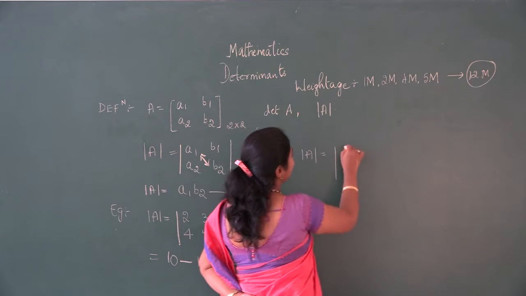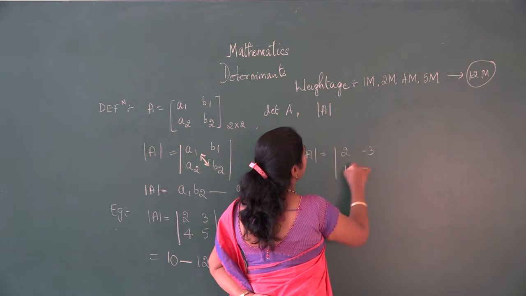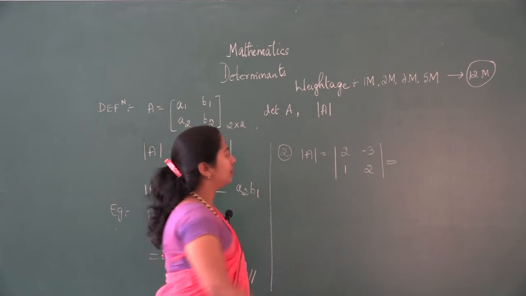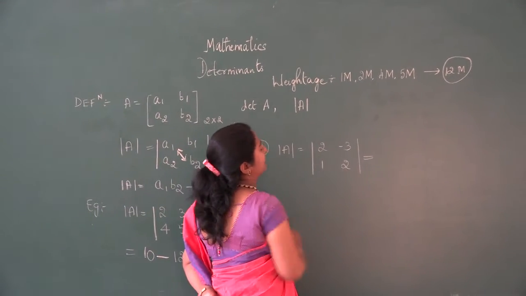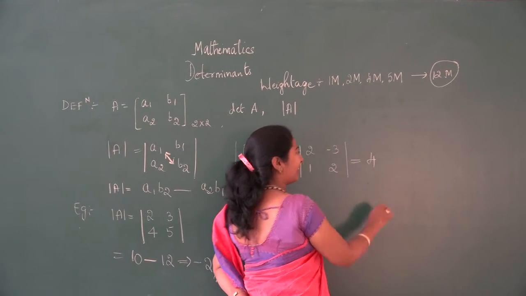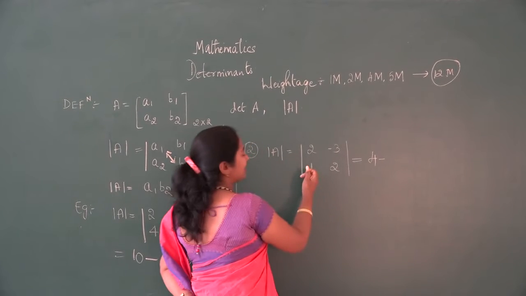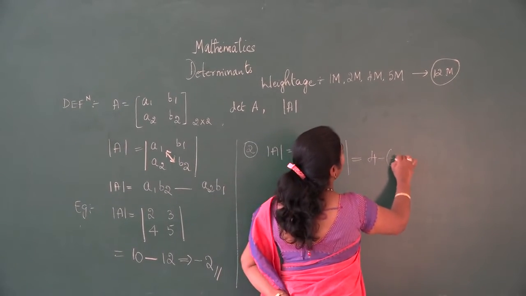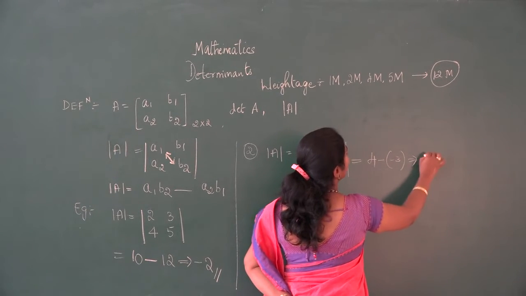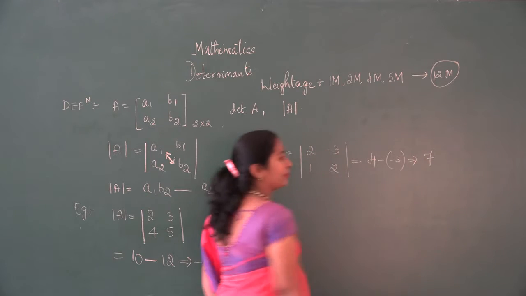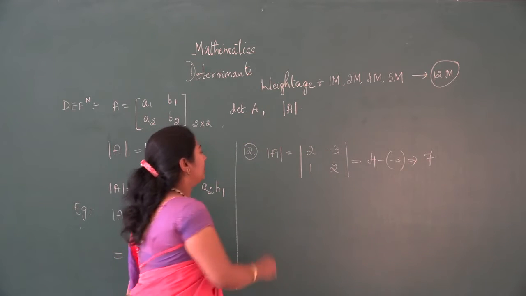Determinant A consists of 2, minus 3, 1, 2. Which are the principal diagonal elements here? 2 and 2 are the principal diagonal elements. So 2 twos are 4. The formula is always with minus the product of the secondary diagonal elements. 1 into minus 3 will be minus 3. So 4 plus 3, minus into minus will be plus. So 4 plus 3 sums up to 7.